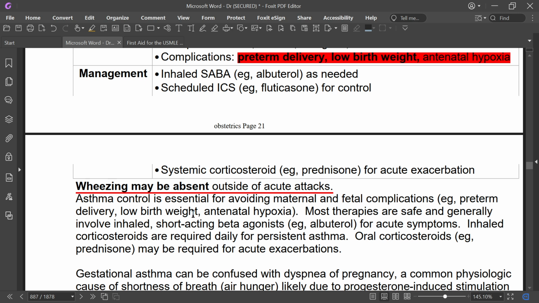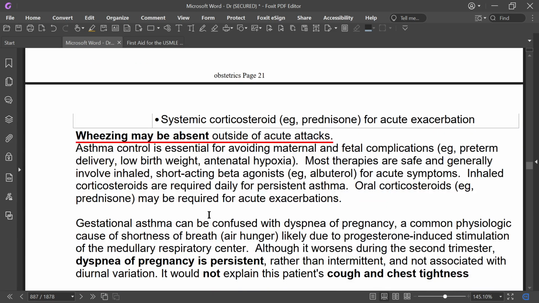Most therapies are safe and generally involve inhaled short-acting beta agonists, albuterol for acute symptoms, and inhaled corticosteroids are required for daily persistent symptoms. Oral corticosteroid prednisolone may be required for acute exacerbation. Gestational asthma can be confused.